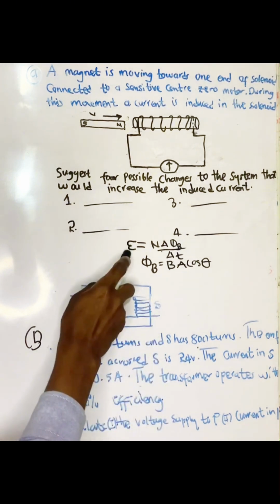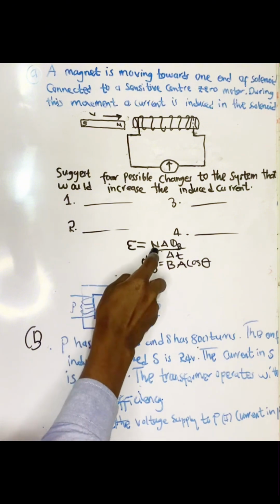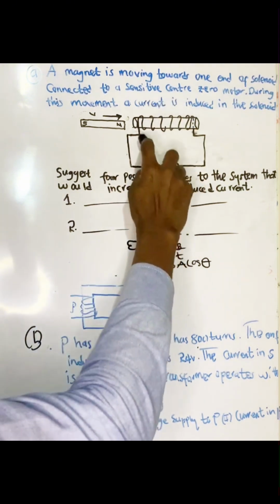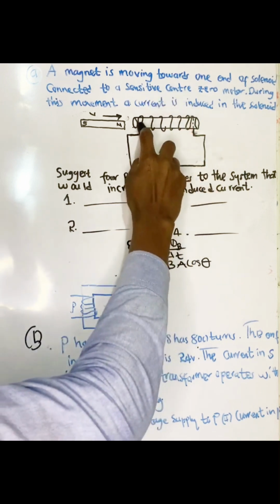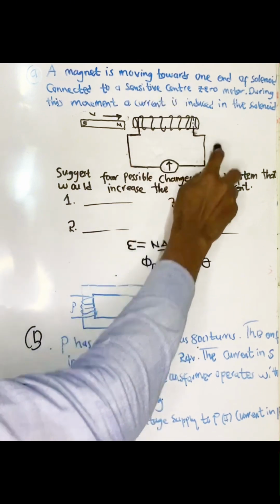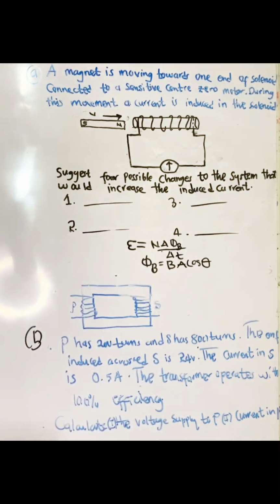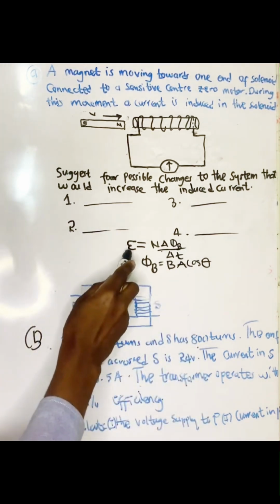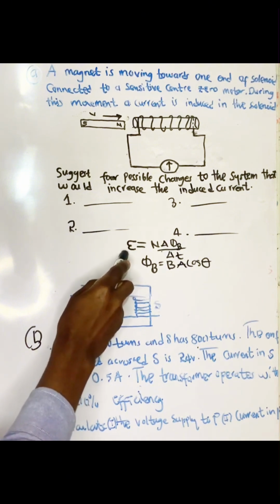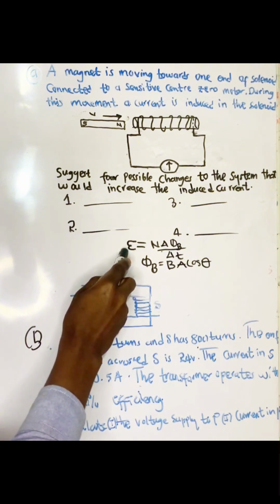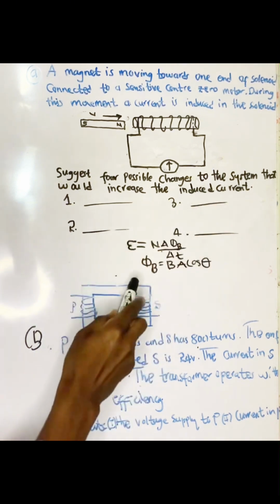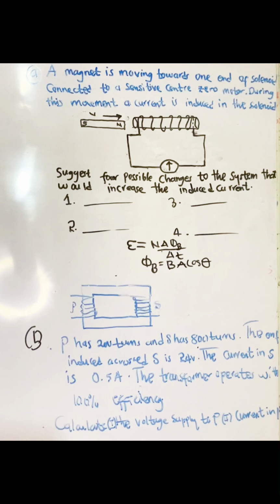Realize that the induced EMF during electromagnetic induction is dependent on the number of turns of the wire, the number of coils. Should you increase the number of turns, you would have a greater magnitude of induced EMF, which will reflect in an increased induced current. So we will consider increasing the number of turns.